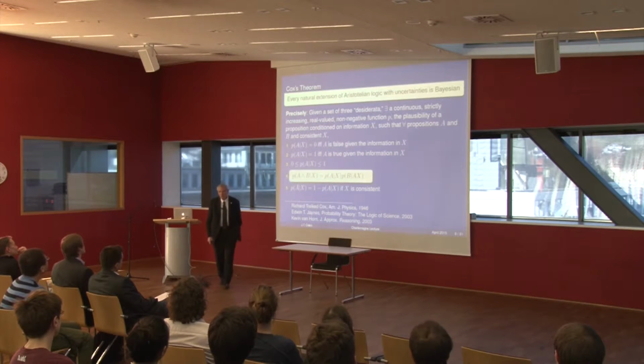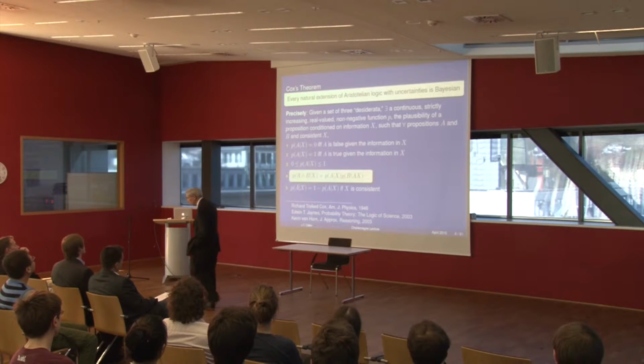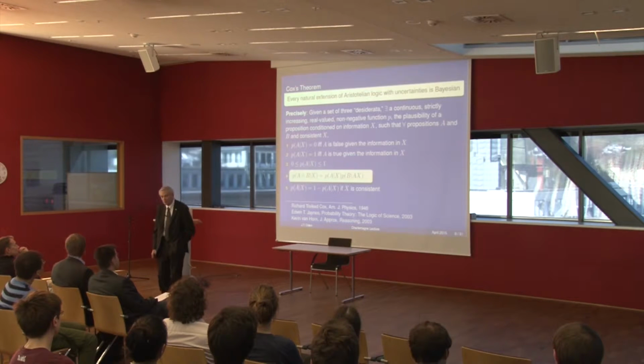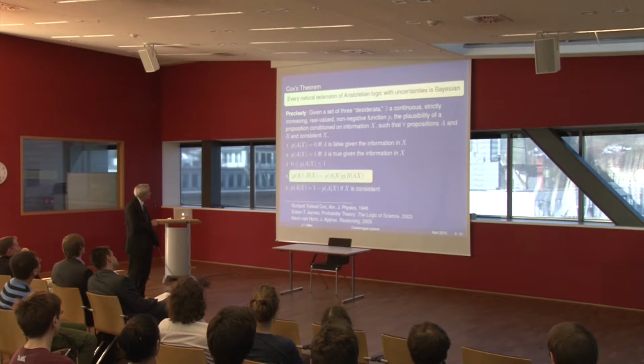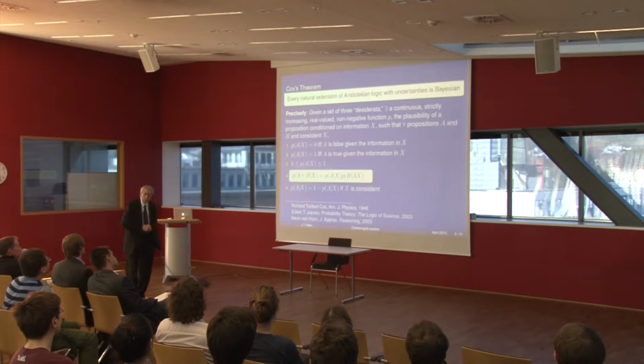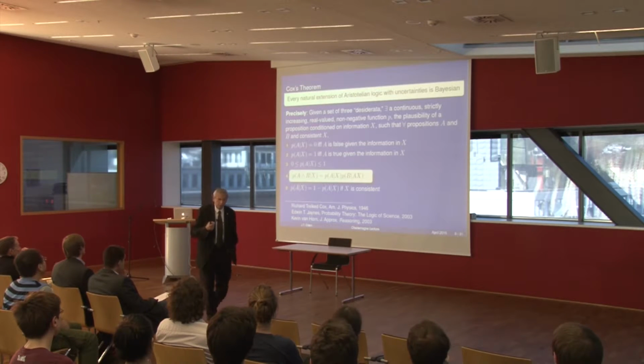One answer to this question is a theorem. We call it Cox's theorem, presented in 1946 by a physicist named R.T. Cox, in which he tried to take a new look at the theory of probability. Basically, his conclusion, which I've summarized up here, is that every natural extension of Aristotelian logic with uncertainties is Bayesian. That's a remarkable result.